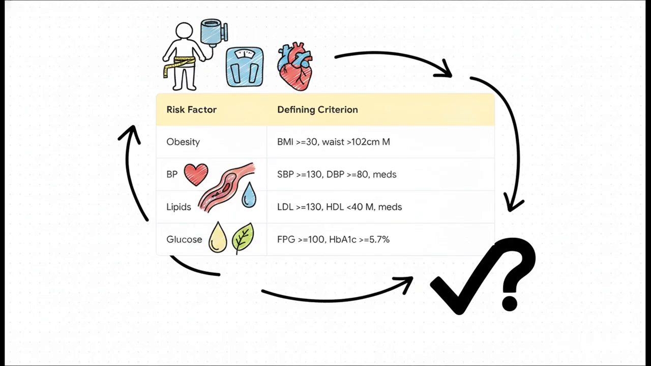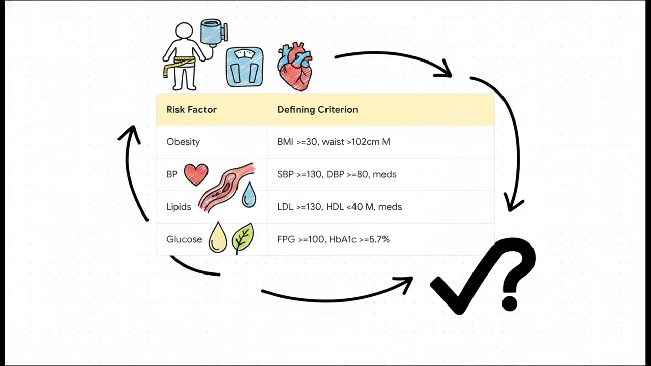Blood pressure is a systolic of 130 or higher, a diastolic of 80 or higher, or just being on BP meds. For lipids, it's an LDL of 130 or higher, an HDL below 40 for men or below 50 for women, a non-HDL of 130 or higher, or a total cholesterol of 200 or higher. Meds count here too. For glucose, we're looking at a fasting plasma glucose of 100 or higher, a 2-hour oral glucose tolerance test of 140 or higher, or an HbA1c of 5.7% or higher.